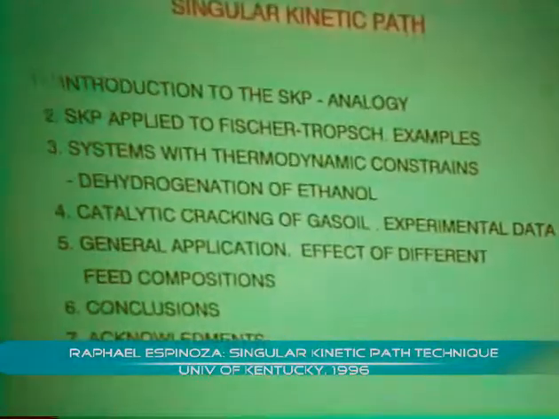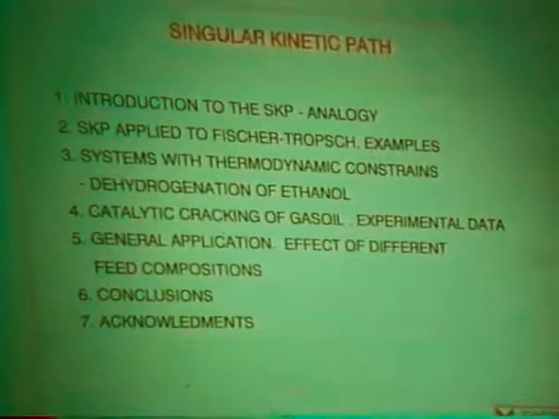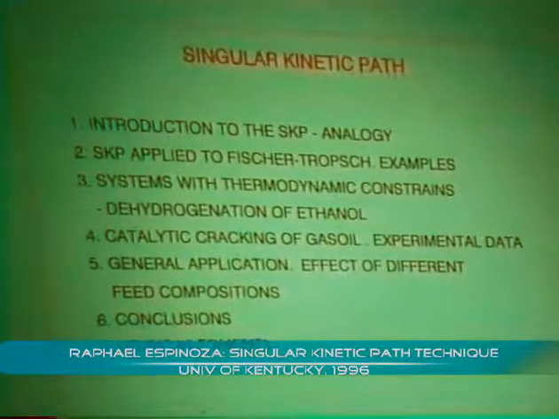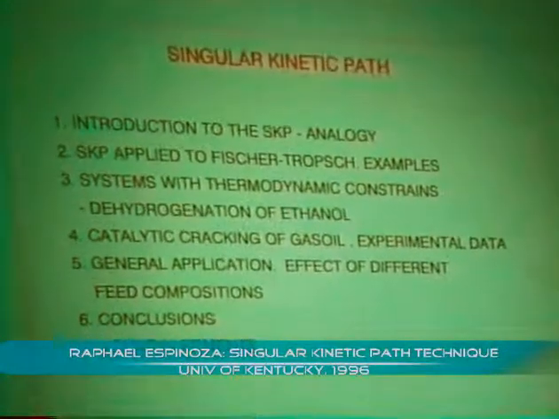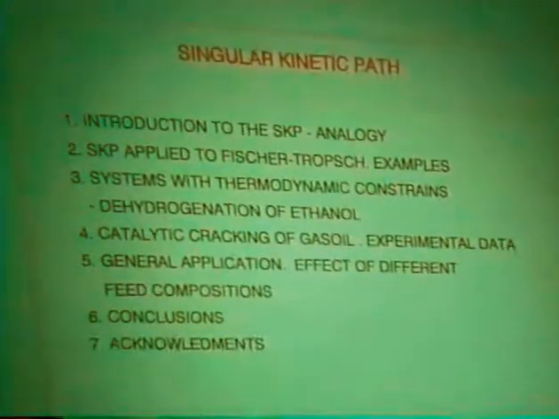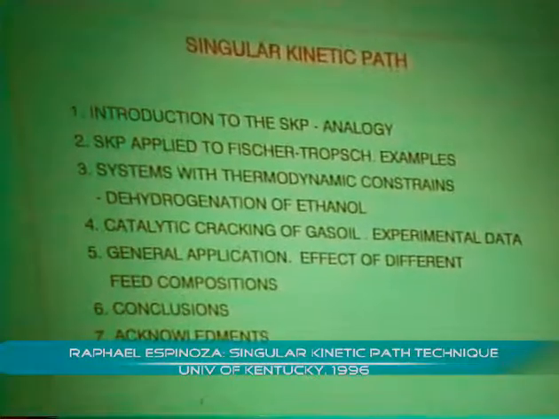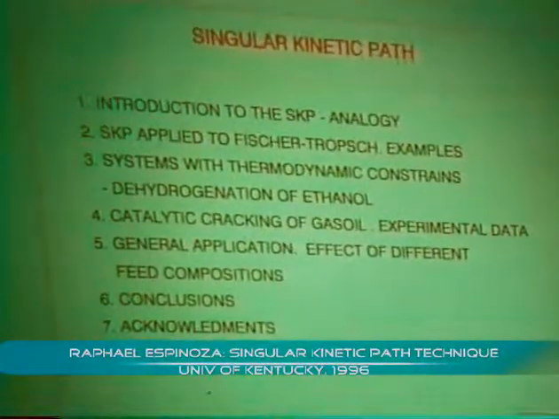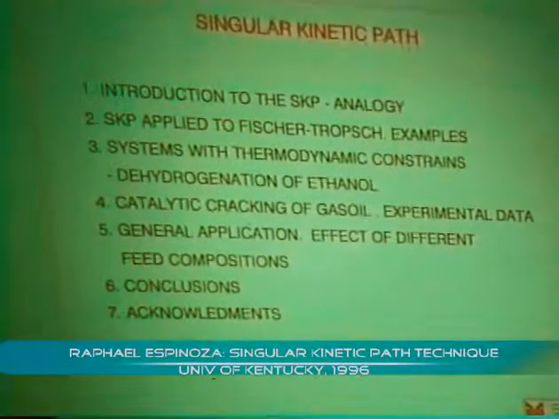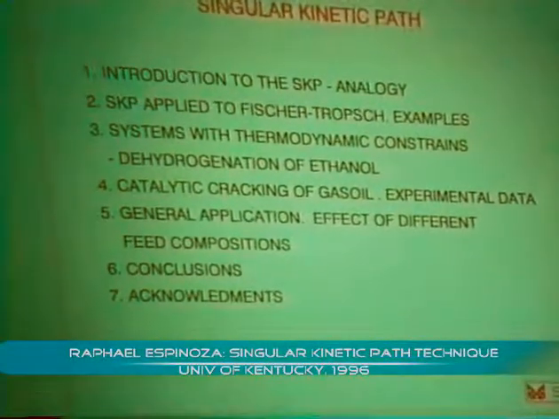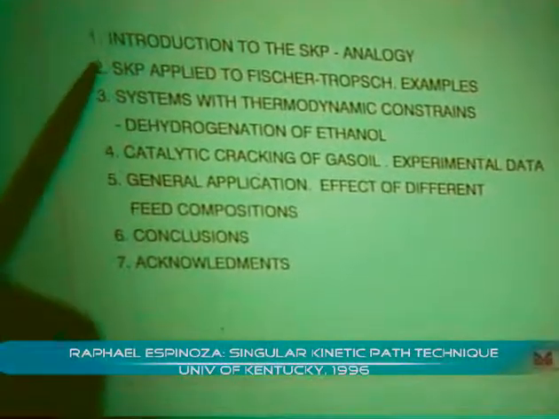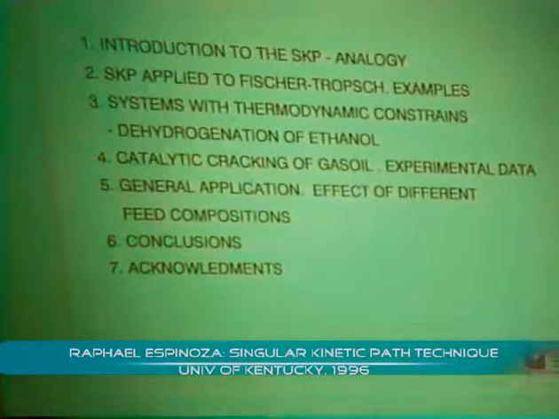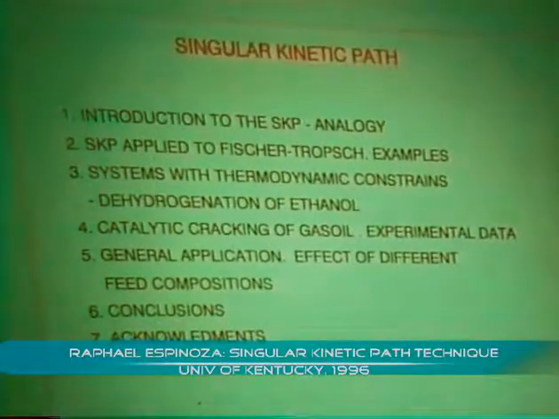First of all, I'm going to make an introduction to the singular kinetic path by means of an analogy, so that the concept will become clear. And then I will show some examples as applied to Fischer-Tropsch, then to some systems with thermodynamic constraints, like the dehydrogenation of ethanol, catalytic cracking of gas oil, and then from these specific cases I'm going to jump to a general application, like A plus 2B goes to C plus D.